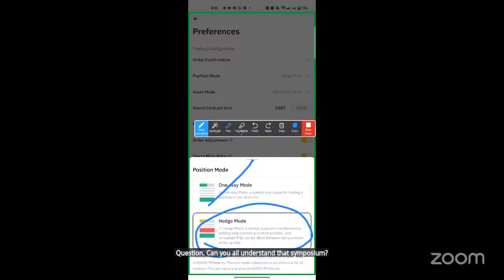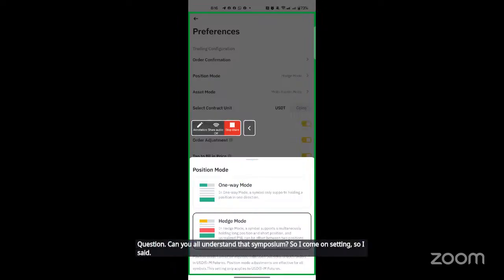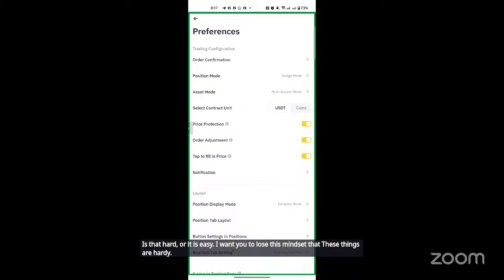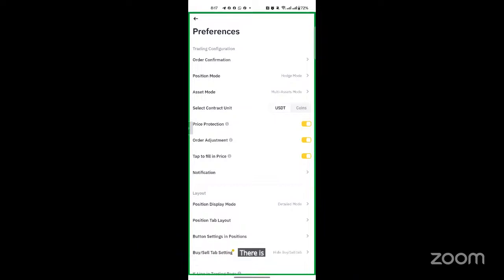So I come on setting. I said that it should support all directions. Is that hard or is it easy? I want you to lose this mindset that these things are hard, that I must be an expert, that I must know some secret. There is no secret here. Am I clear?